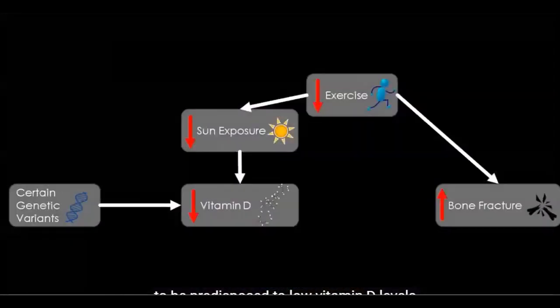So if low vitamin D levels cause fracture, then a group of people genetically cursed to be predisposed to low vitamin D levels should have higher fracture rates. On the other hand, if low vitamin D levels are merely a marker of other healthful behaviors, being born predisposed to have low levels will have no effect on fracture risk. This is the genius of Mendelian randomization.